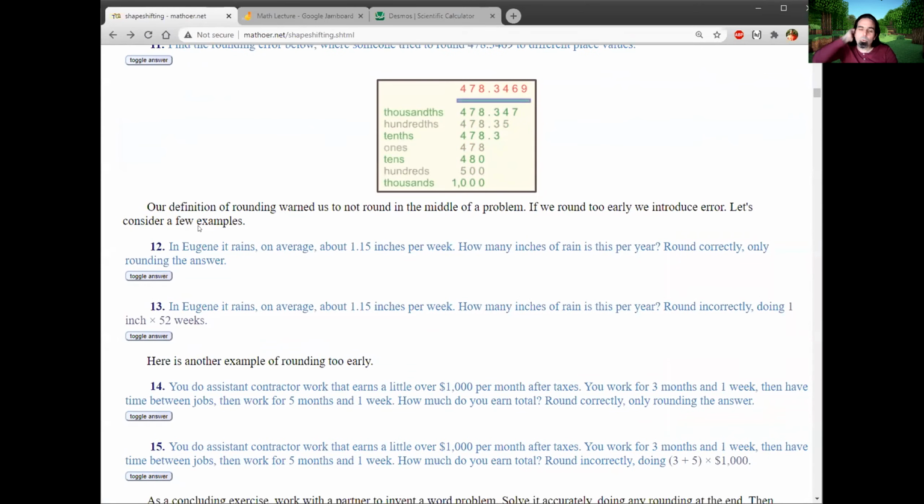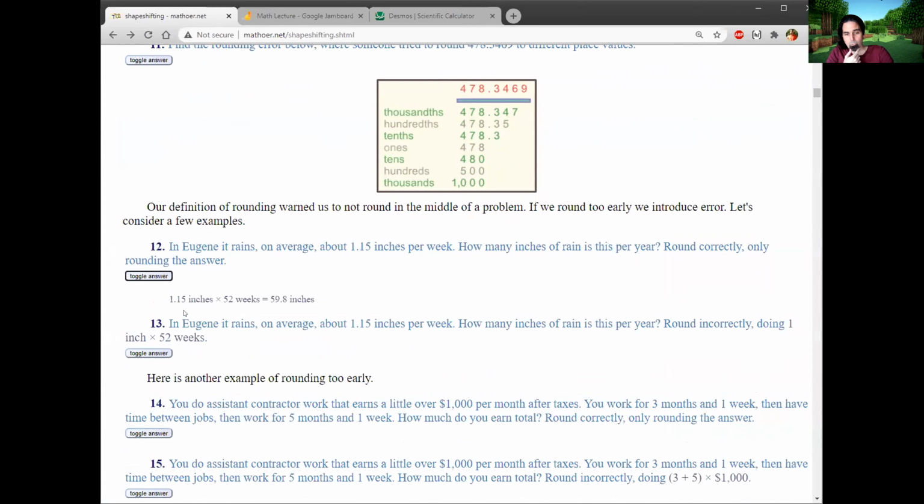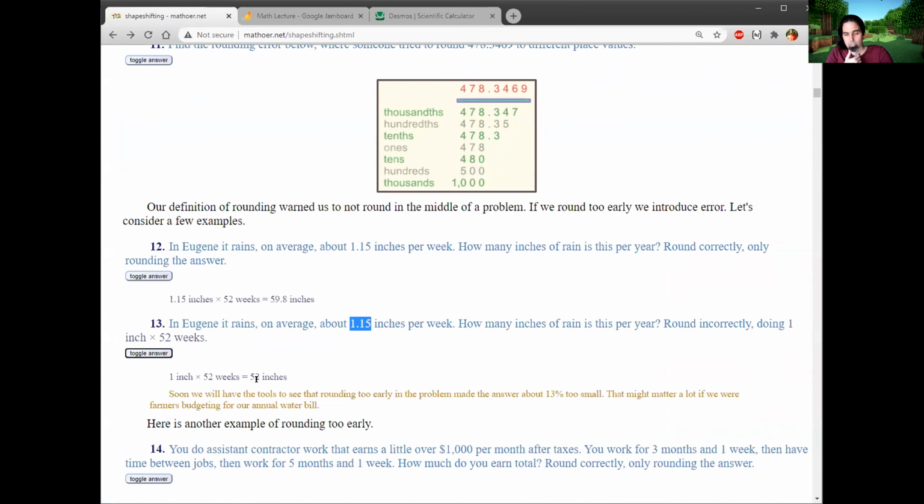We were warned, or should have been warned, not to round in the middle of a problem. If we round too early, there's error. So in Eugene, it rains about 1.15 inches a week. How many inches is this per year? We know there's 52 weeks per year. If we round correctly, we get 59.8. If we round incorrectly, change the 1.15 into a 1, then we get 52.